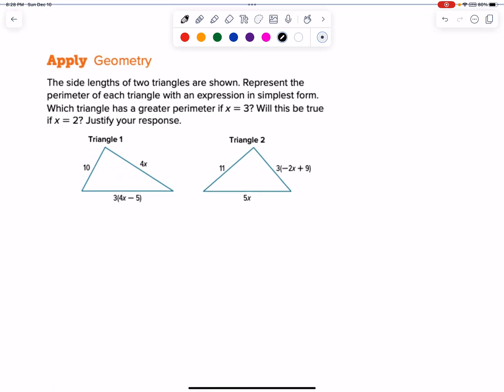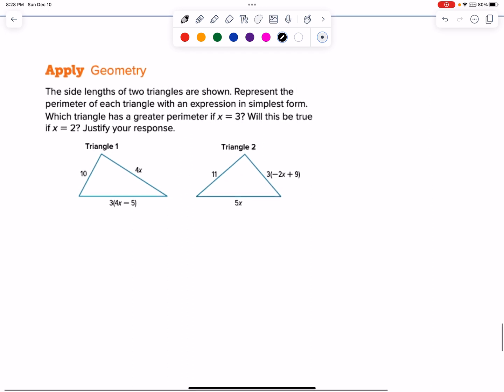Okay, the side lengths of two triangles are shown. Represent the perimeter of each triangle with an expression in simplest form. Which triangle has the greatest perimeter if x was 3? And would that still be true if x was 2? Justify or basically prove it.